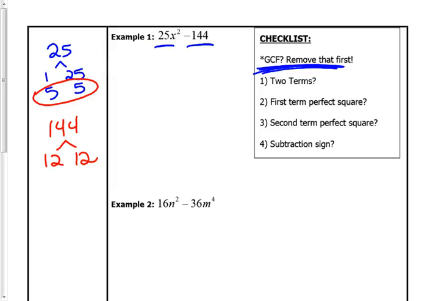So a little checklist that we want to refer to is here. We want to remove any GCF. And then I see here, because I couldn't take out a factor, how else would I factor this? Do I have two terms? And yes, I do. I have two terms here. Is the first term a perfect square? And yes, we said that 25 is a perfect square because that is 5 times 5. Is the second term a perfect square? And yes, it is. The second term was 144, and that is 12 times 12. And is there a subtraction sign? This is where the word difference comes from.